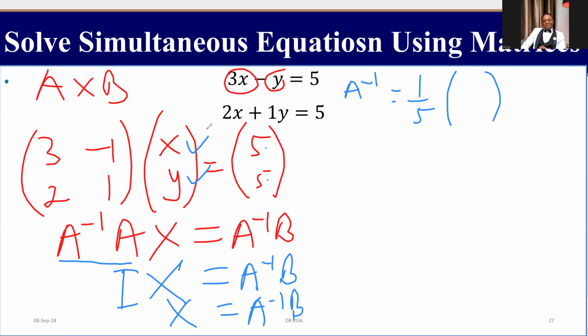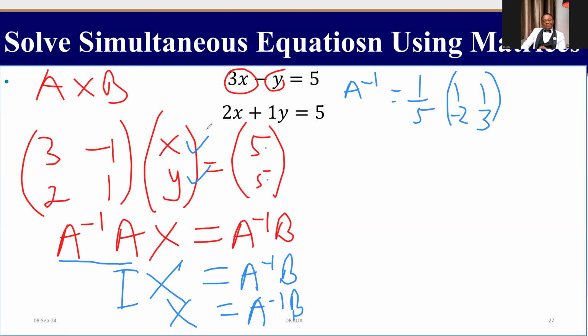So now let's look at the adjunct of A. What would be the adjunct of A from left to right? The first number would be what? 1, good. The first number will be 1. Then the one on the right? 1, very good. Then you come to the bottom left one. Minus 2, very good. And then the last one on the bottom right? 3, excellent. So guys, this is how you do it.